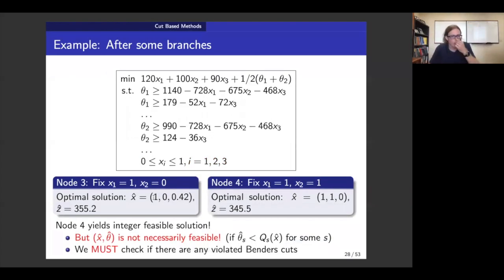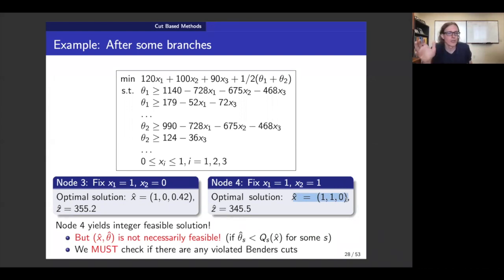After I do a bunch of branching, so I'm going to skip a lot of steps here, let's imagine I have a couple of nodes where I've just fixed x2 to be 0 in one case and x2 to be 1 in the other, and higher up in the tree I had fixed x1 to be equal to 1. And the first node, that's a fractional solution. I don't have to worry about that too much. Nothing special. I could branch on the third variable, for example. But in this node 4, I have to do something special. This is that key difference from a standard branch and bound algorithm, where I have a solution x hat that satisfies the integrality constraints.